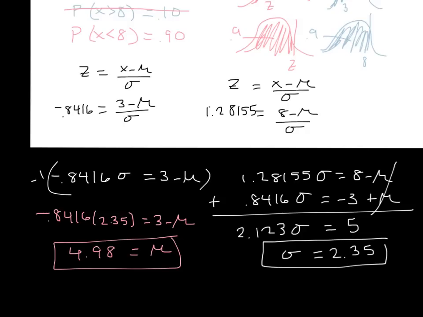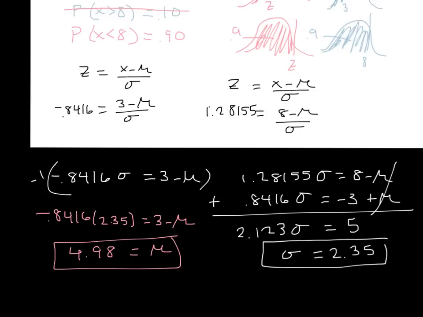Before I move on from this problem, I should go back up and check my answer, make sure it makes sense. So we had said that 20% was less than 3, and 10% was more than 8. And so if that's the case, our mean should be between 3 and 8. And we did get that, so that's a good sign. And so we can go ahead and move on.